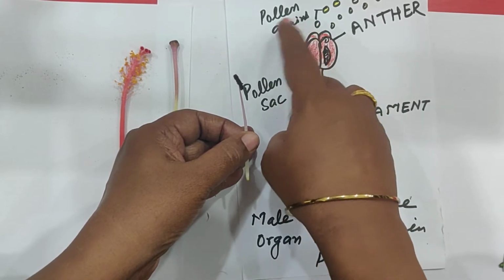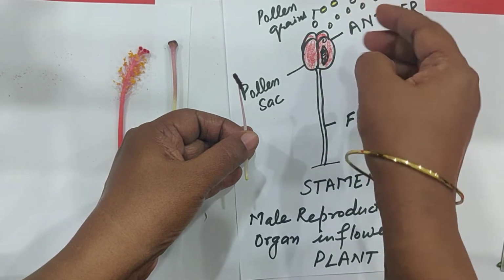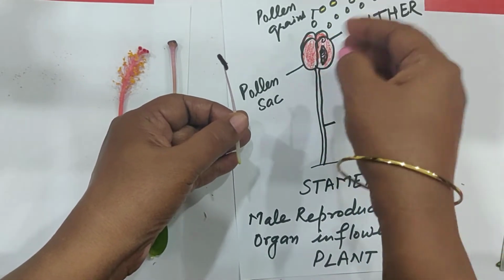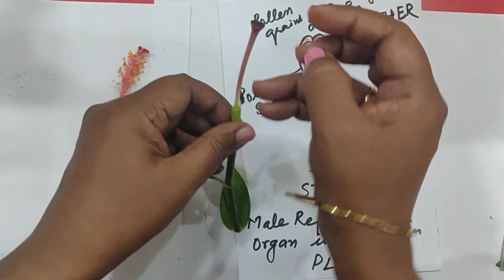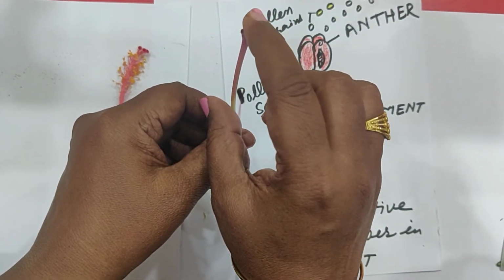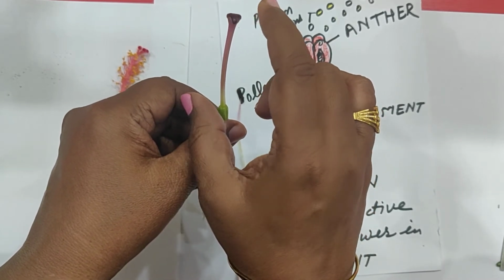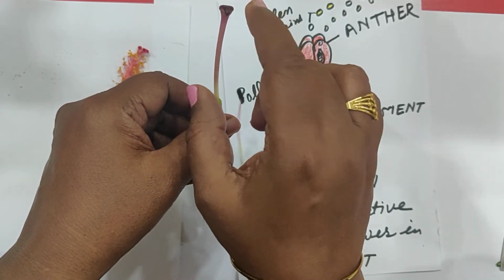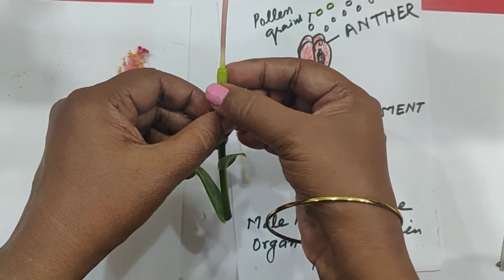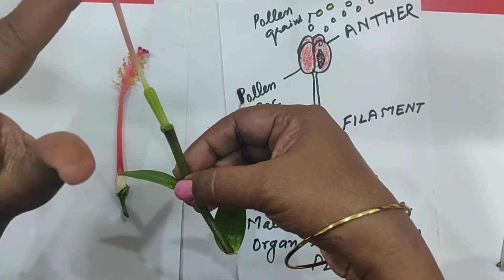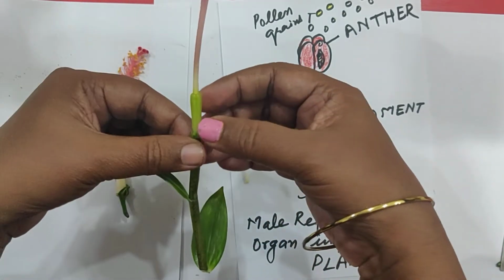At the time of pollination, pollen sac splits and pollen grains come out, and they, by air or by our hands or any bird or any insect, go and stick to the stigma of the female part of the flower, maybe of the same flower or maybe of the other flower from any other plant. Then fertilization takes place, and fruit is formed from this female part of the flower.